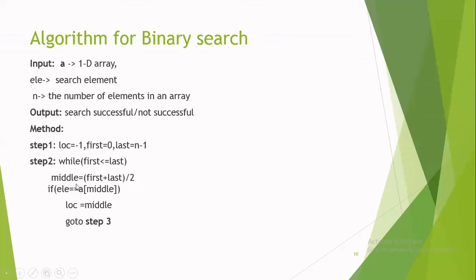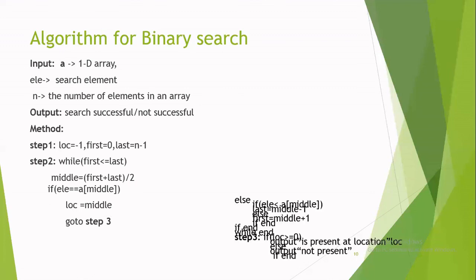After finding the index of the middle element, we are going to compare the middle element with the search element. If they are same, if the middle element itself is the search element, then we are going to update this location pointer variable. The index value that is middle itself is the location of that search element. Okay, now the location variable is updated to middle value. After updating the location pointer variable, you will go to step number 3.